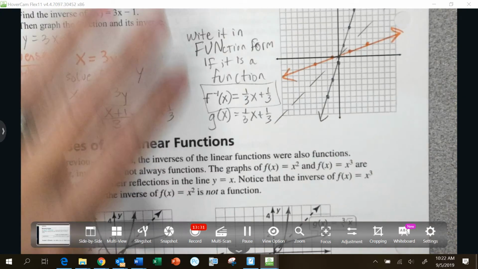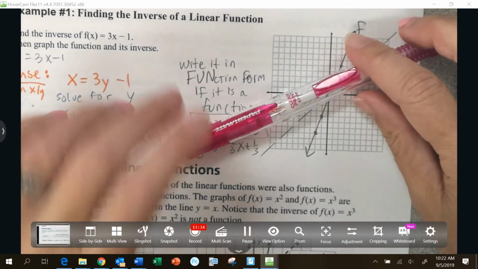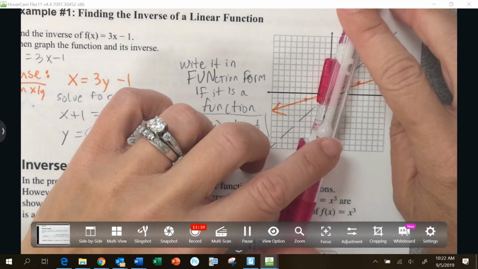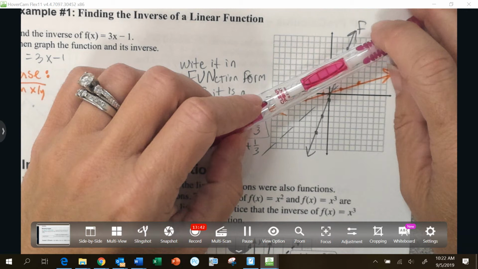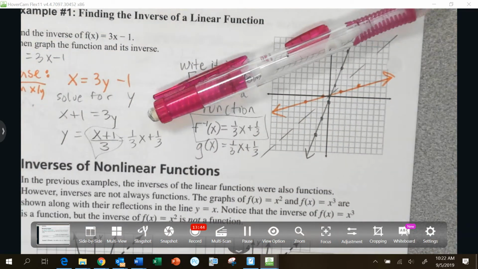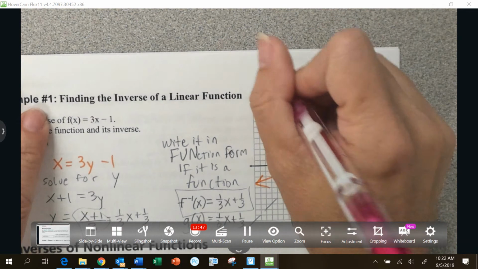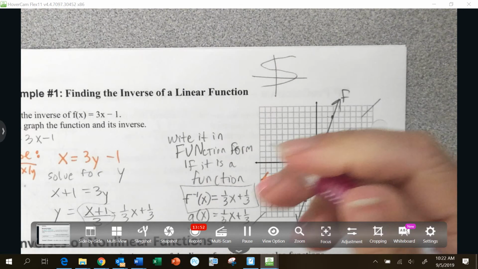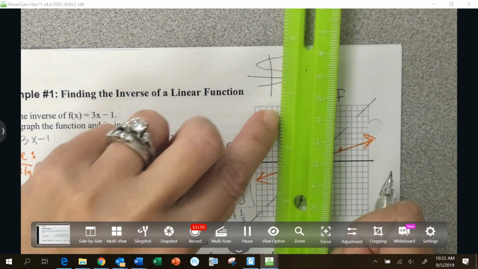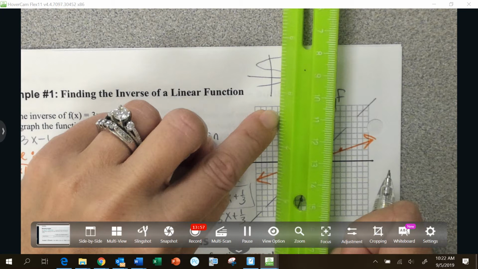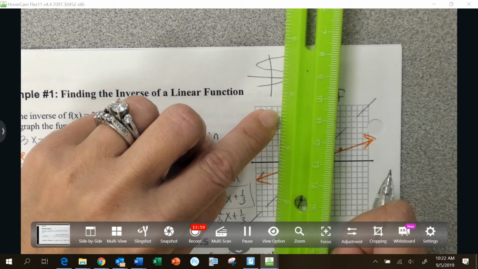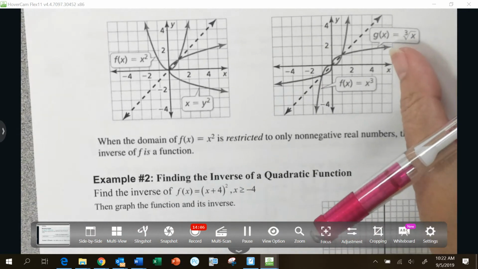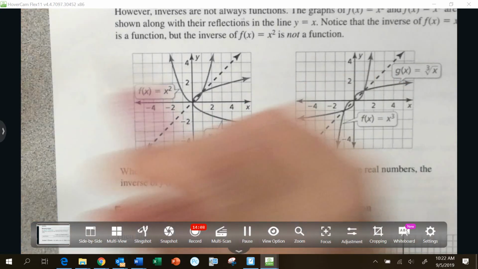Okay, if you have a line and you reflect a line in the y equals x line, will it always be a function? A line. Yeah, in order to not have a function, we would have to have some sort of curve that hits the line more than once. So it's not all lines when you inverse them.